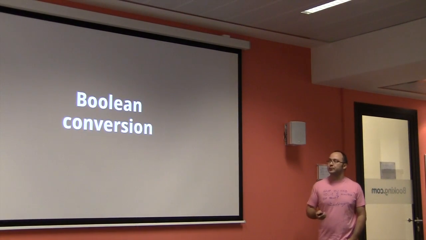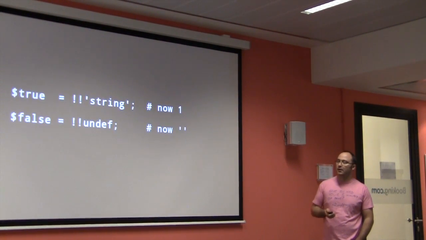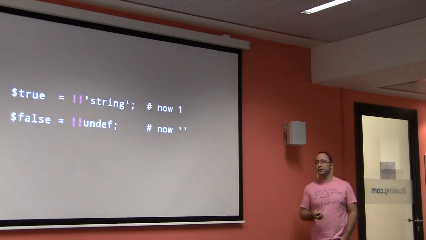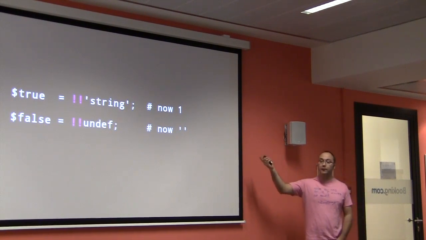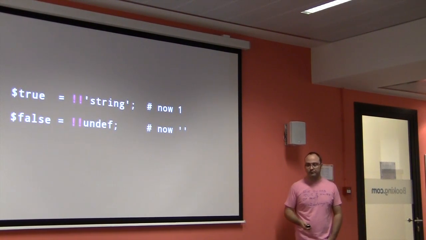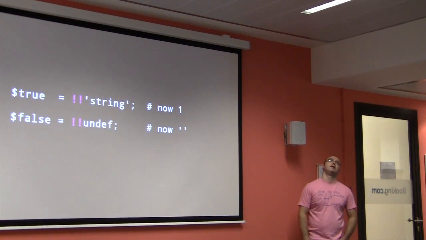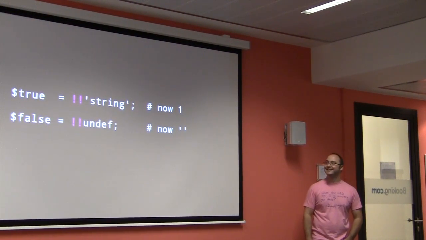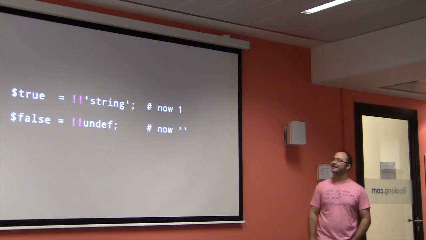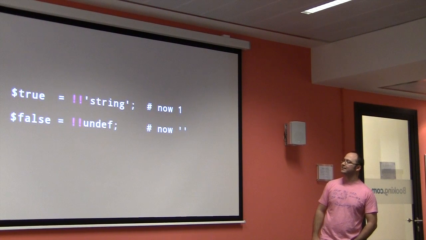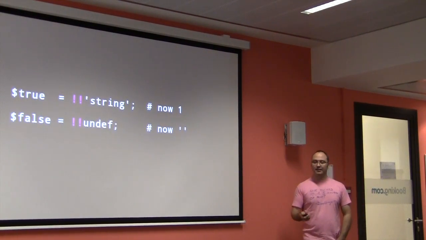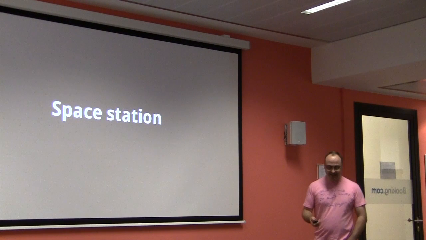Okay, so what does this do? It does a Boolean conversion, which works like this. It turns whatever into its true or false value in Perl, so false in Perl is the empty string. Now the second one is a dualvar, and that's the whole reason you use it, because in numeric context it's going to be zero, and in string context it's going to be the empty string. And that's why the bang-bang operator is actually useful.